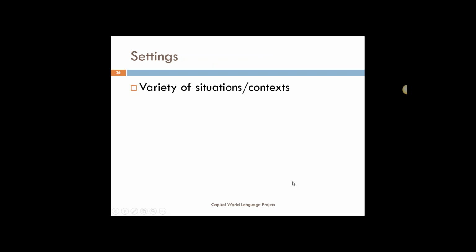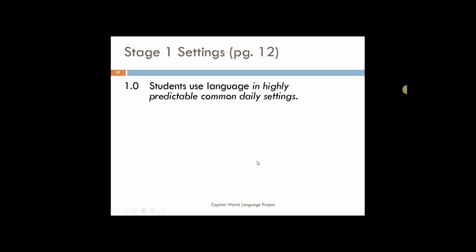So settings are a variety of situations and contexts that will determine the type of language that's being used. If you turn to page 12 in the document right there, you will see that the settings chart is not very big. It basically talks about where people use the language, okay? And so 1.0, they use it in highly predictable, common daily settings. Now, think about your French 1 or your Spanish 1 class. What is the context, or where do they use the language?